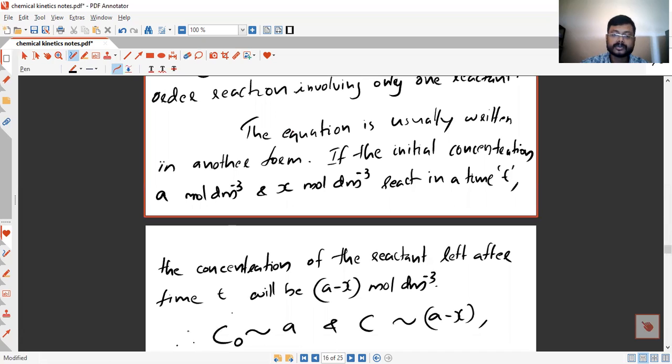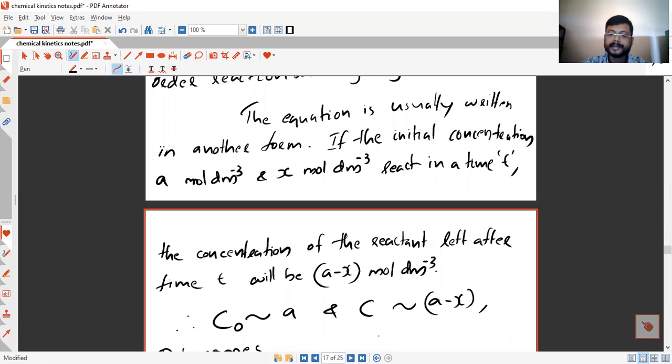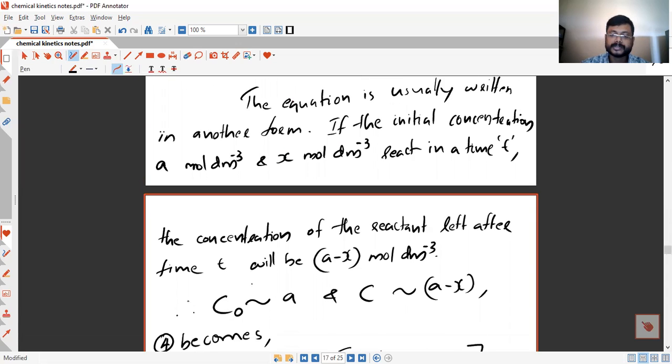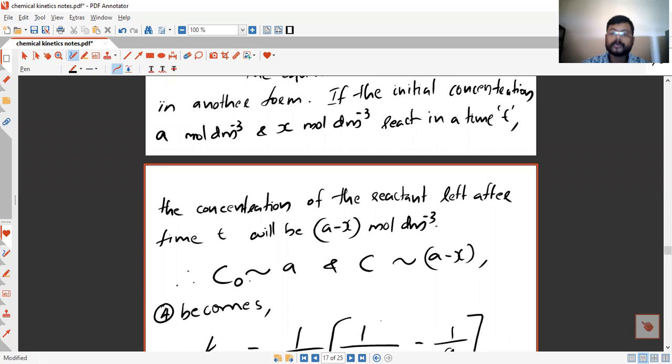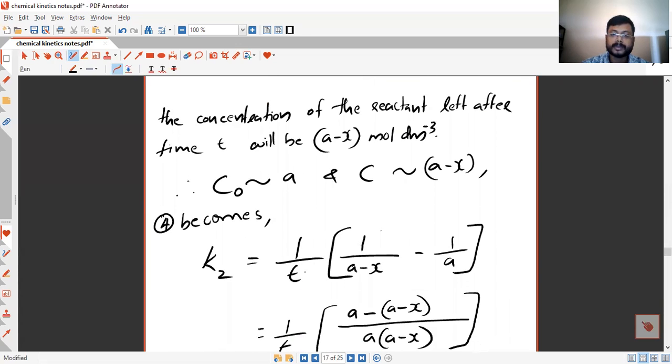Then the initial concentration, that is C0, becomes A, and at time t the concentration becomes A minus X. Substituting these values, A instead of C0 and A minus X instead of C, in equation number 3, equation number 4 becomes K2 is equal to 1 by t, 1 by A minus X minus 1 by A.